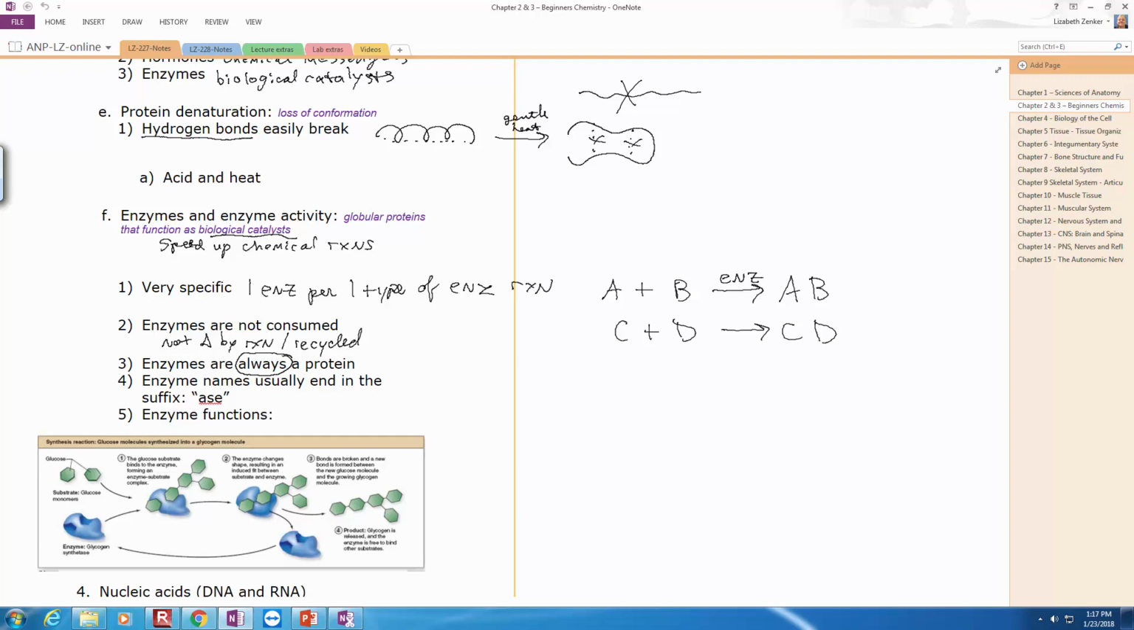Let's see, what else? Enzyme functions: they are used to build or break down. So it could be either way, right? You could have A plus B, you're putting them together, you're building to get product AB. What kind of reaction would that be if I am building? It's a synthesis reaction.